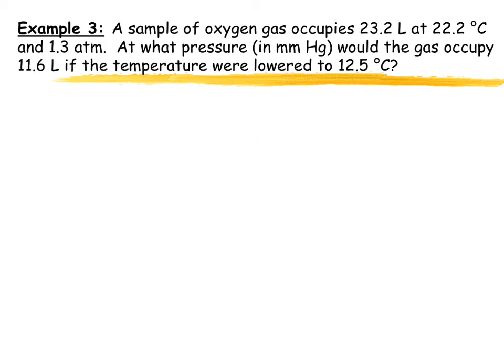On to one last example. First thing I'm going to do to this word problem is find those numbers. A sample of oxygen gas occupies 23.2 liters, that's a number, at 22.2 degrees Celsius, there's another one, and 1.3 atm, found another one. At what pressure would the gas occupy 11.6 liters? There's another number. If the temperature were lowered to 12.5 degrees Celsius, last number. So I do have 5 numbers. My 6th variable would be what I'm solving for, and it does say, what's the pressure?